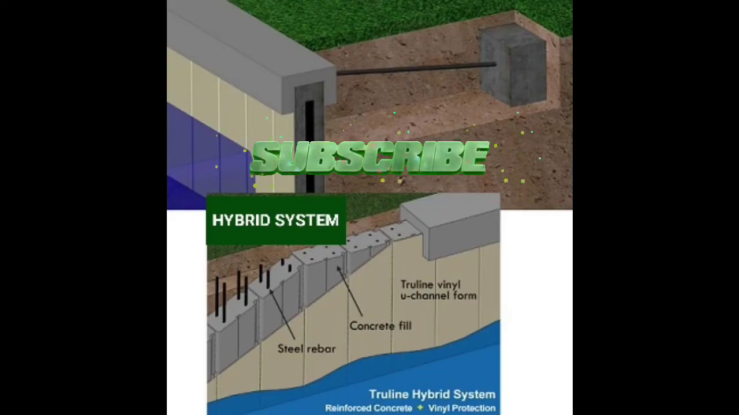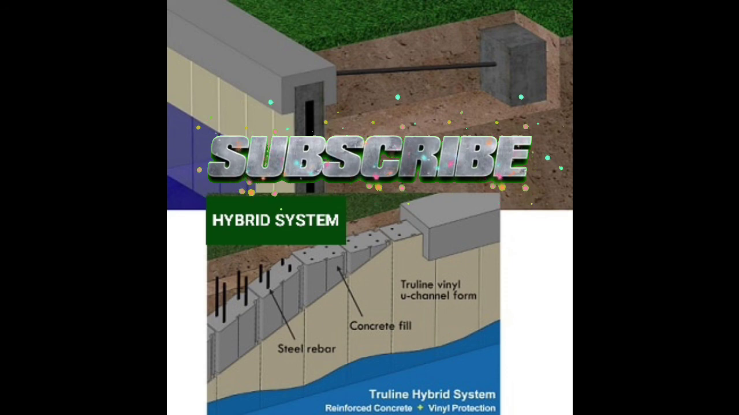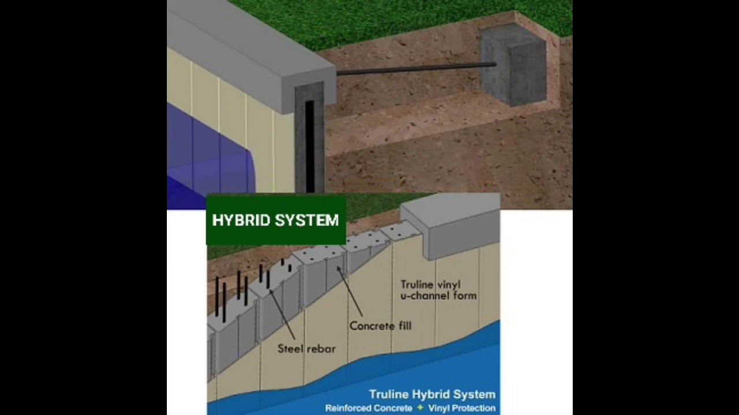And the last one is hybrid system. Retaining walls that use both mass and reinforcement for stability are termed as a hybrid or composite retaining wall system. This is the whole information on retaining wall.